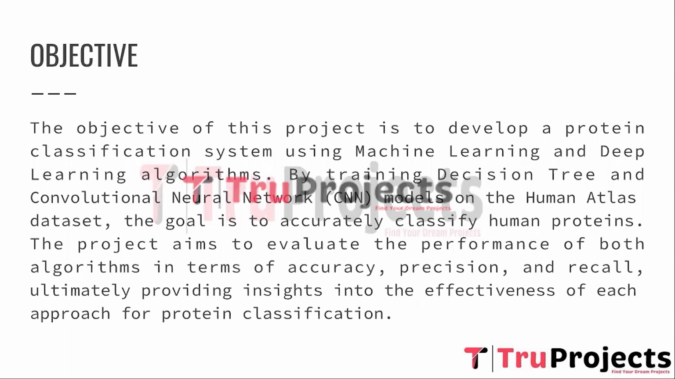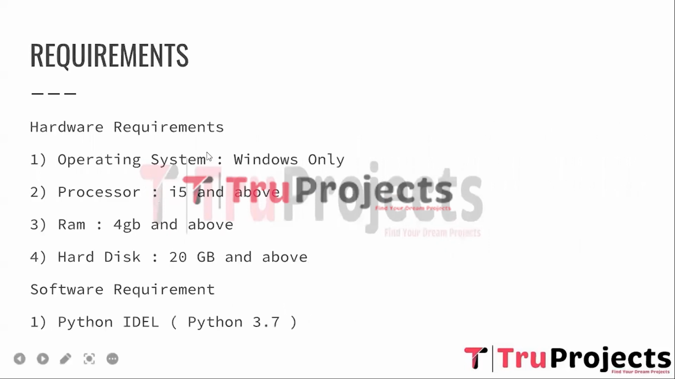The objective of this project is to create a protein classification system by employing machine learning and deep learning algorithms. Through the training of decision tree and convolutional neural network models using the Human Atlas dataset, the objective is to achieve the accurate classification of human proteins. The project evaluates the performance of both algorithms in terms of accuracy, precision, and recall to find the effectiveness of each approach for protein classification. These are the basic requirements that are needed to build this project.